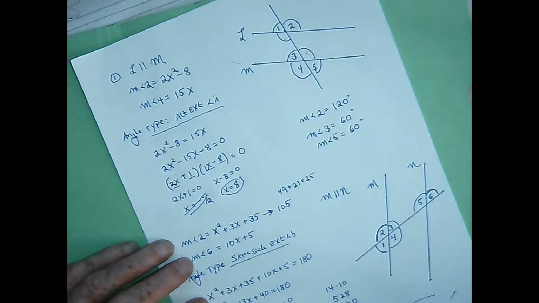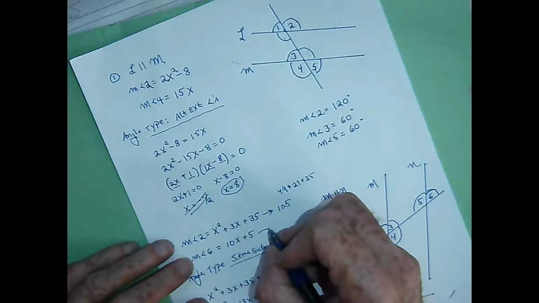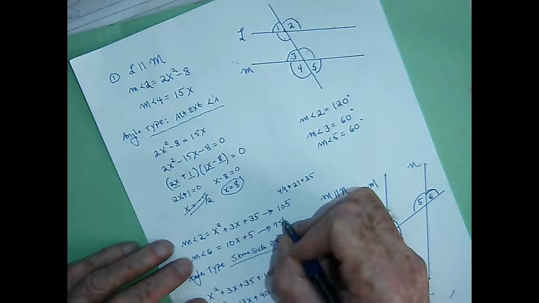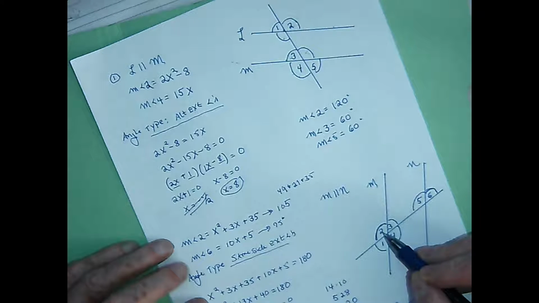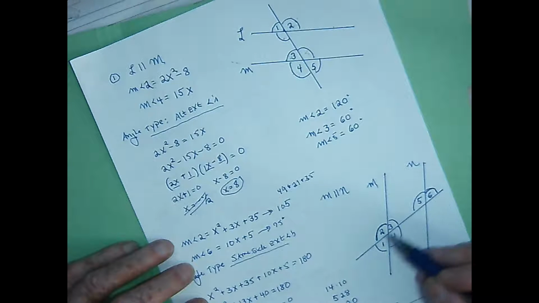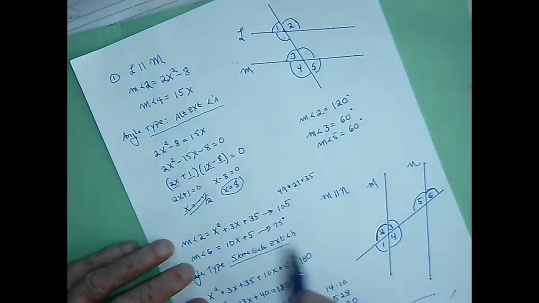But because I make mistakes, I should check a couple other things. I'm going to let x continue to equal 7. And here I go, 10 times 7 for angle 6. 10 times 7 would be 70, plus 5. That'd be 75. Let's check on that. Angle 2 being 105, angle 6 being 75. Yeah, that works, doesn't it? Those angles add up to 180, the 105 and 75, so I think we're doing the right thing.